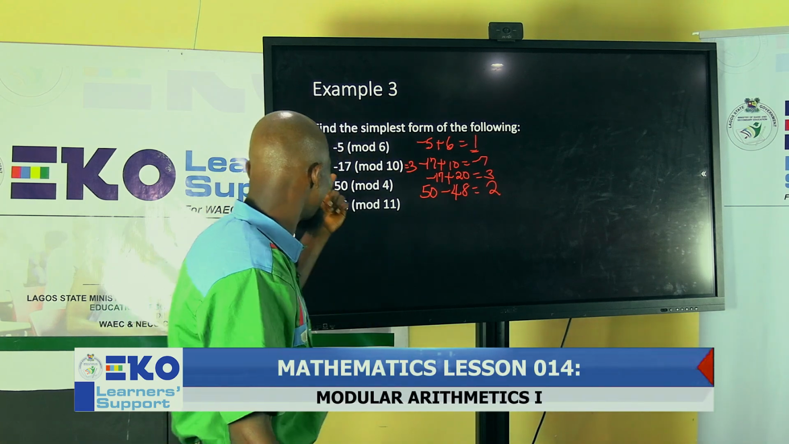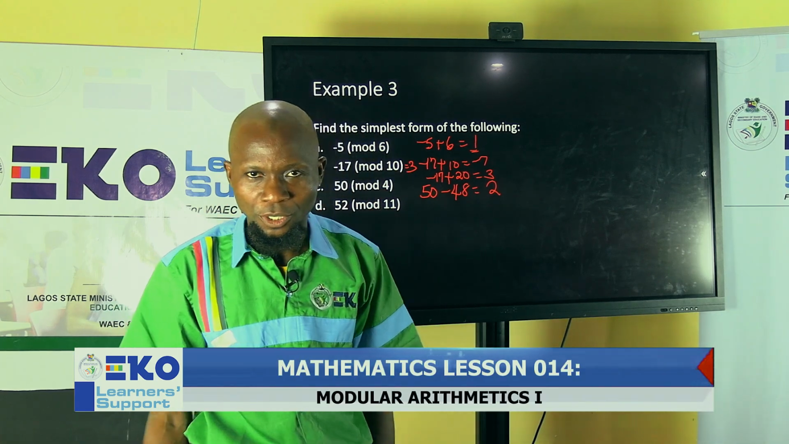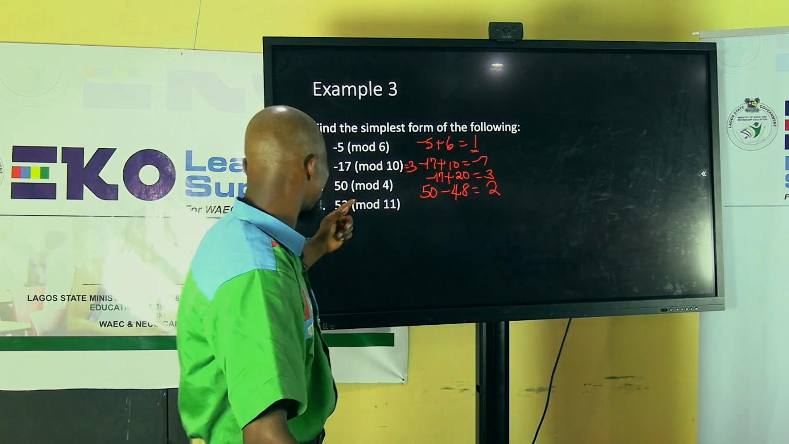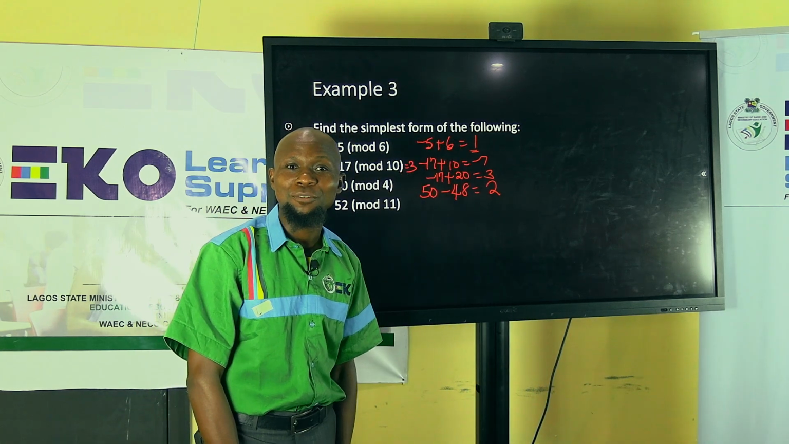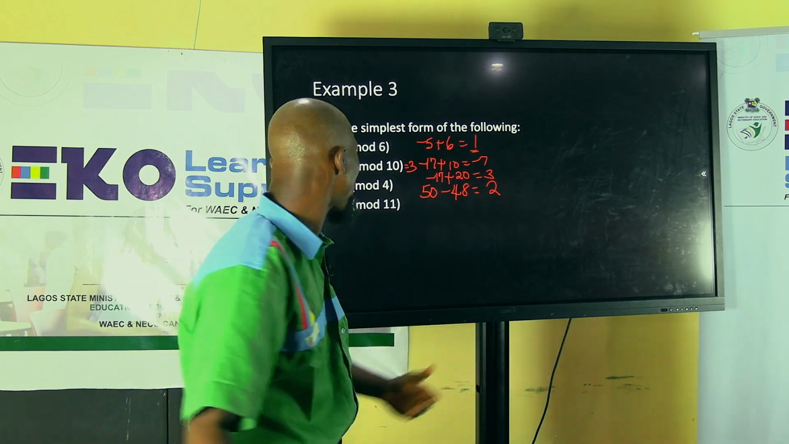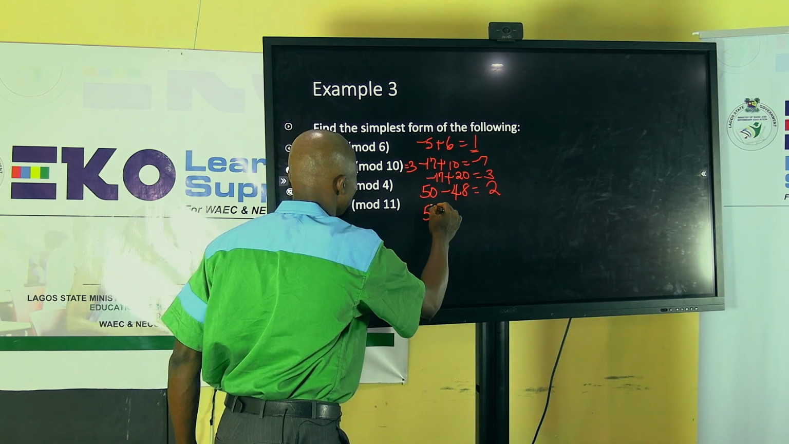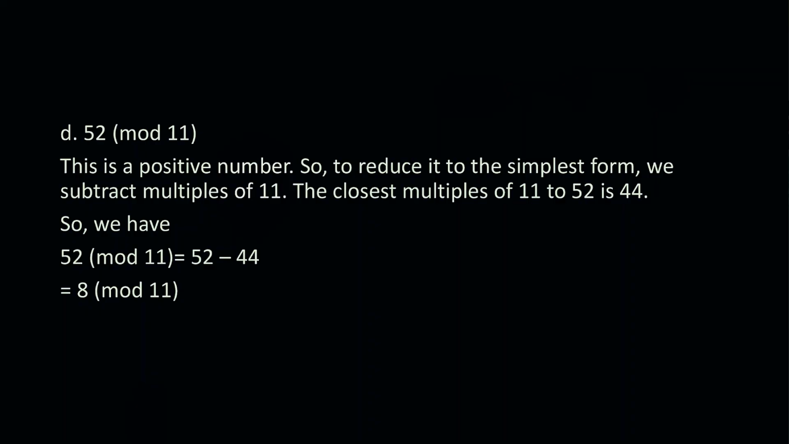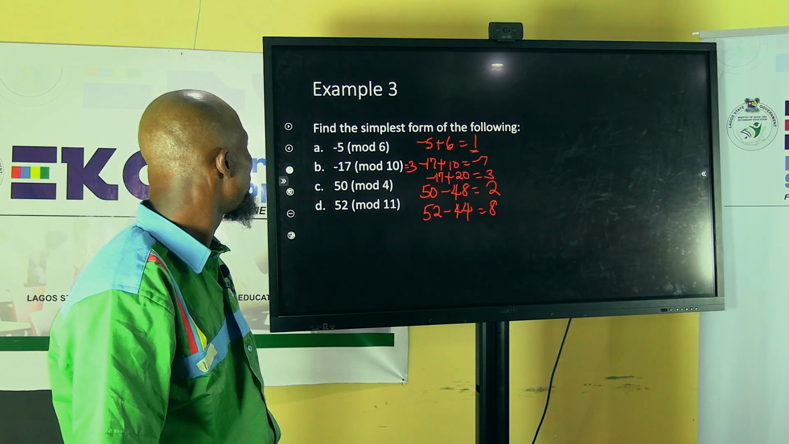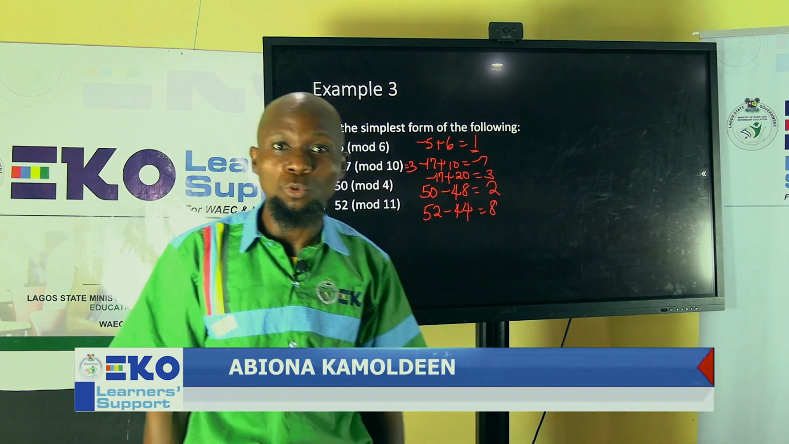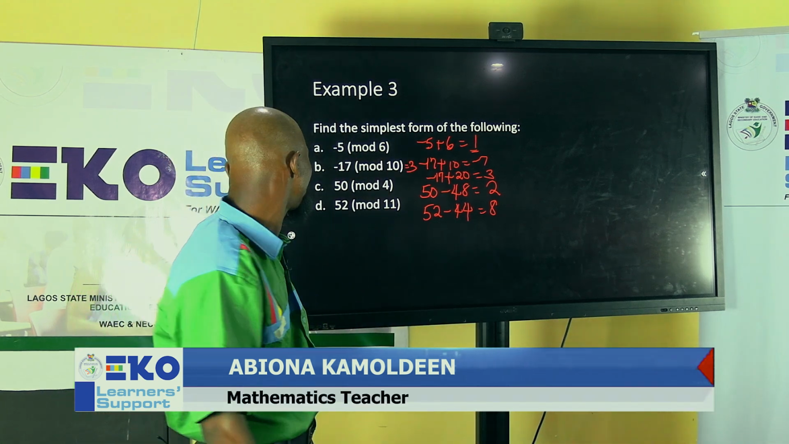The next one, 52 modulo 11. You also subtract multiples of 11. So what is the multiple of 11 that is close to 52? That is 44. Let's see, 52 minus 44 will give us what? You can see, as simple as possible. So that is the way in which you can approach questions on modular arithmetic.